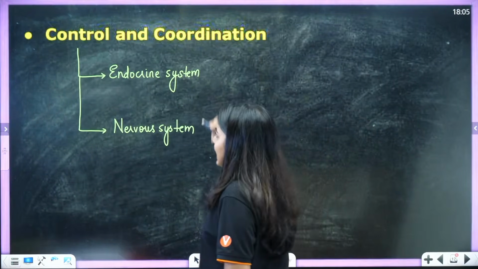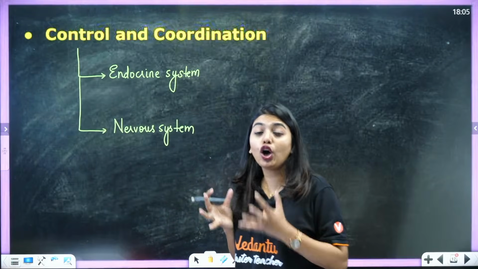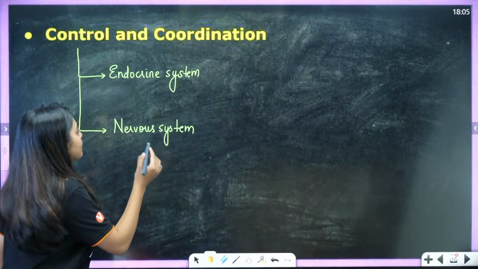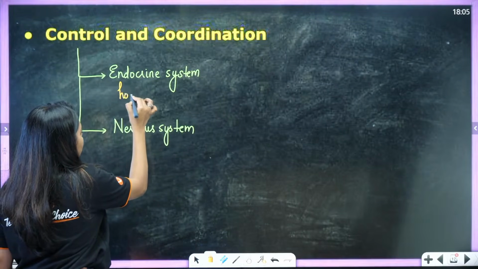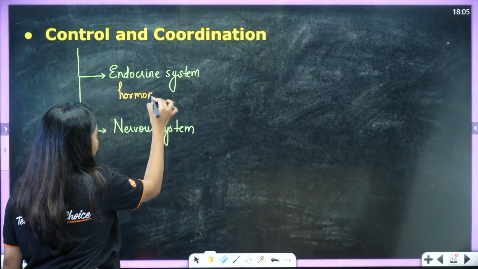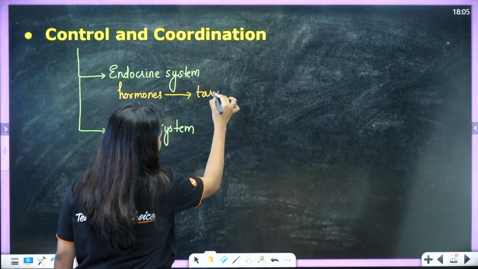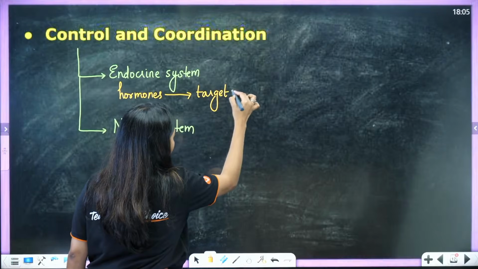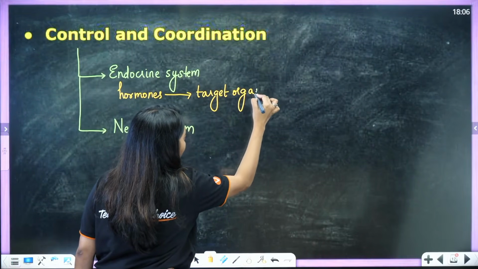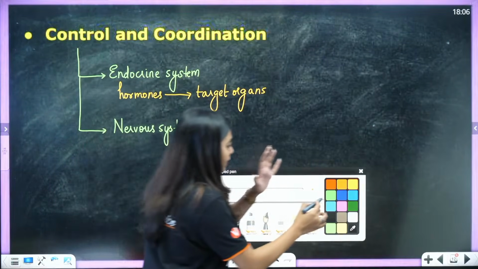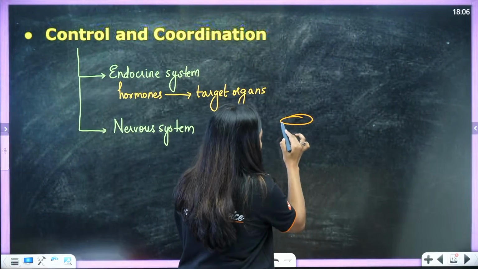Simple thing, students. In the endocrine system, there are hormones that are released to the target organs. Try to understand. Hormones are going to the target organs. Now, they do not have ducts. That means, now imagine if there is a tanker, right? Imagine this is the tank.